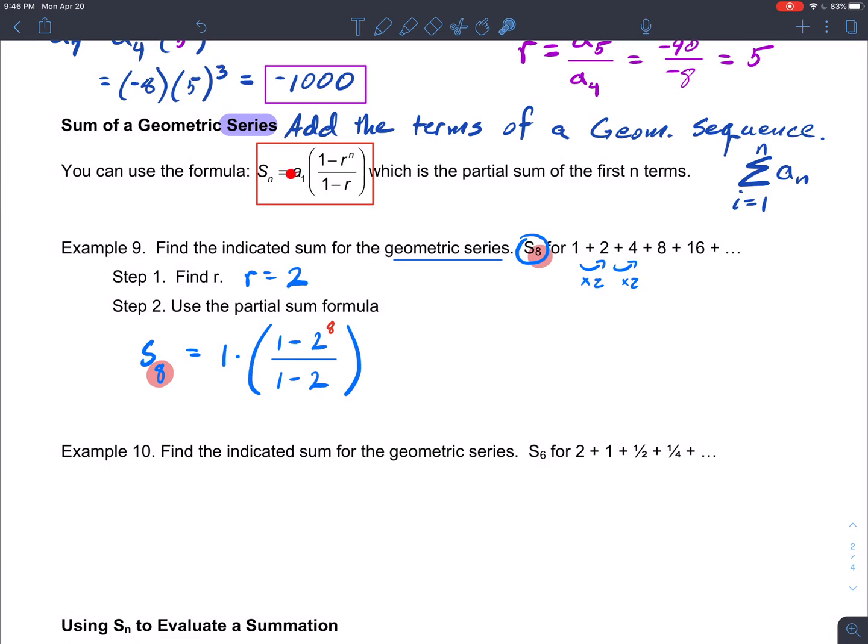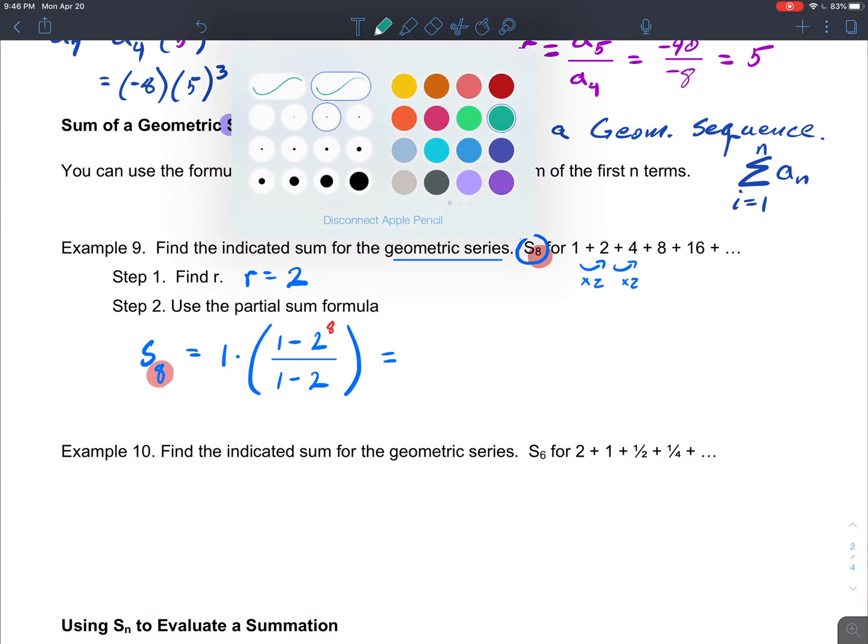Again, the formula says I have to have the first term, which we have, and then if I'm going for S sub 8, I need to take the common ratio to the 8th power up here, and then 1 minus the common ratio on the bottom. And this is just a matter of arithmetic, or just plug it into the calculator. Be careful when you plug this into the calculator. In fact, I'm going to show you what this looks like.